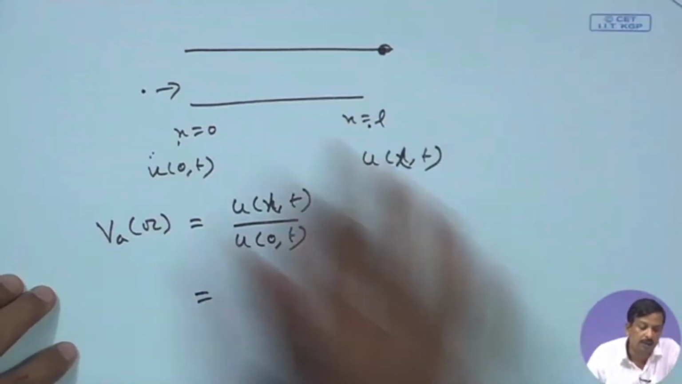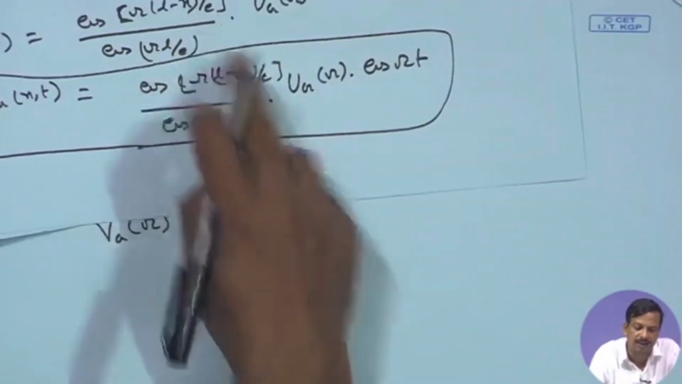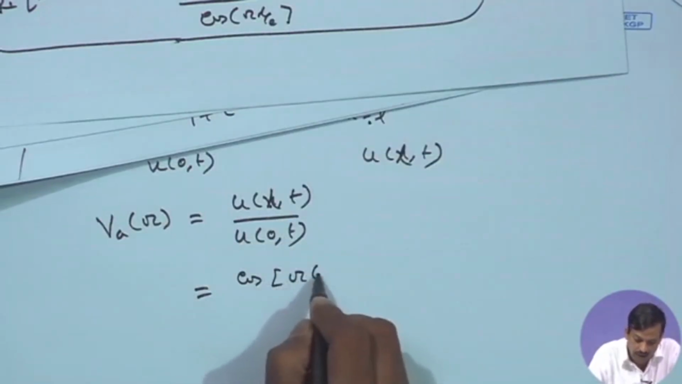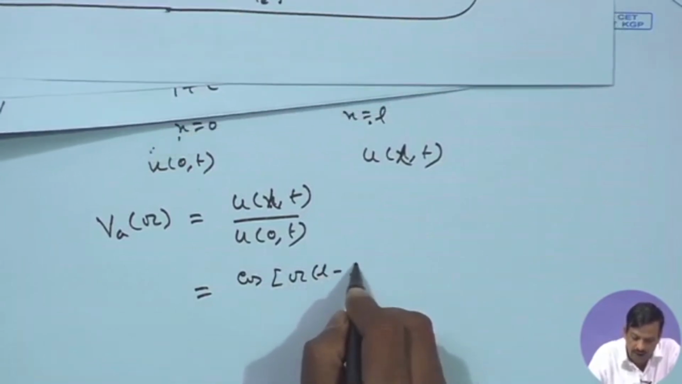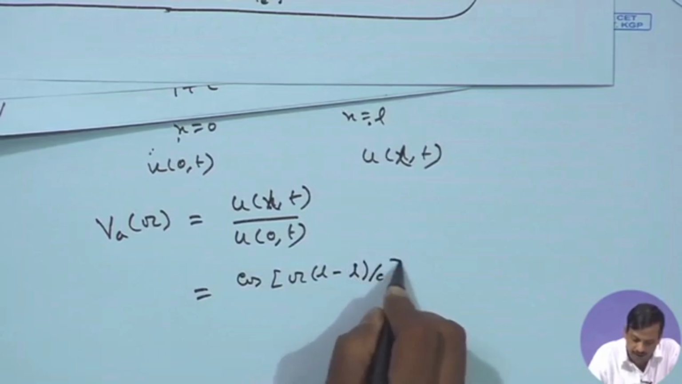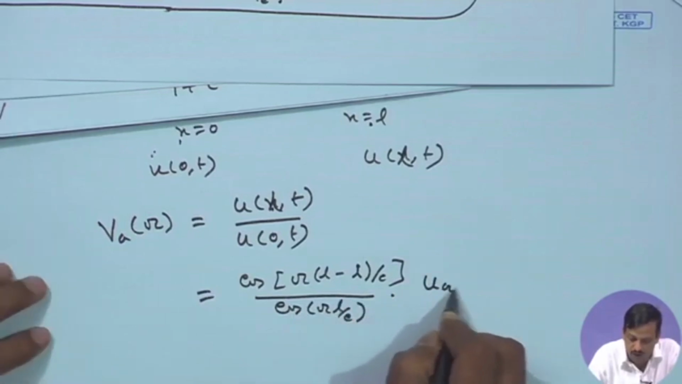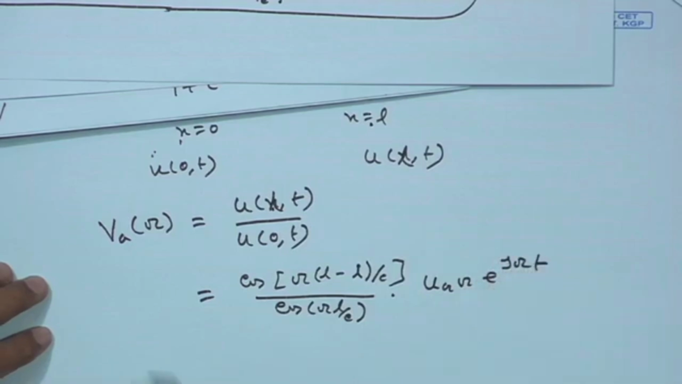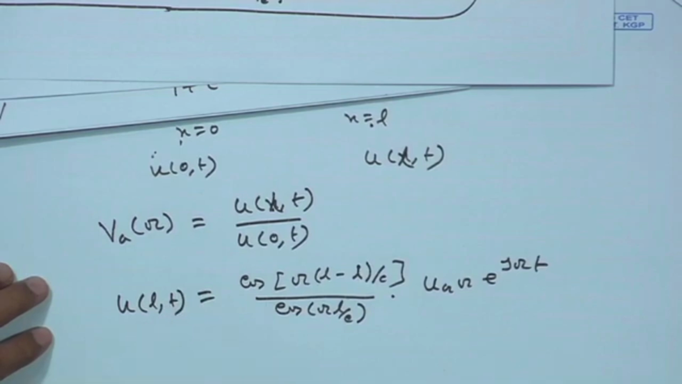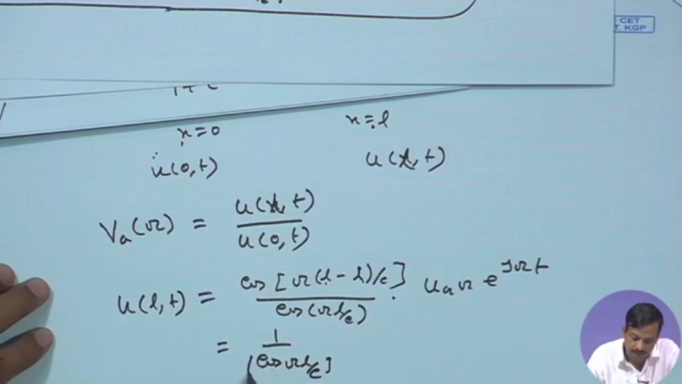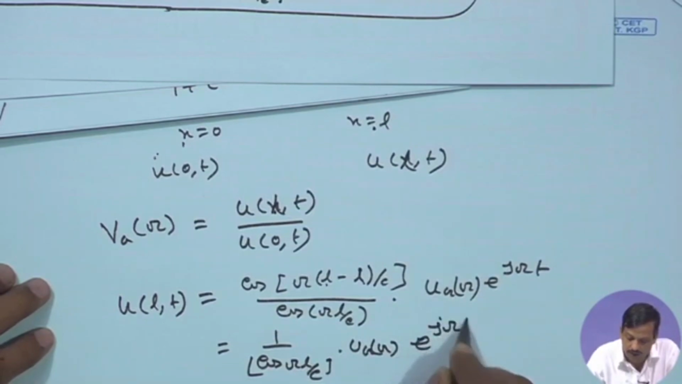Okay. So, what is that? Now, if I see that u is equal to cos omega (L minus x) by c, then at x equal to L, the value is 1 divided by cos omega L by c into U_g omega e to the power j omega t, which is nothing but u_L(t). So, L minus L is 0, and it is nothing but 1 by cos omega L by c into U_g omega e to the power j omega t.